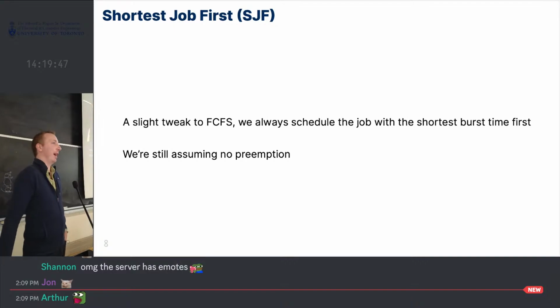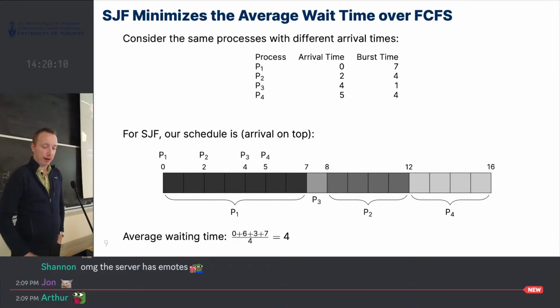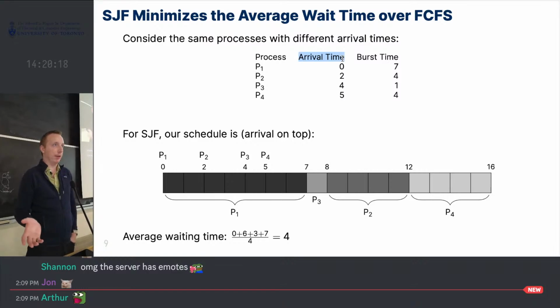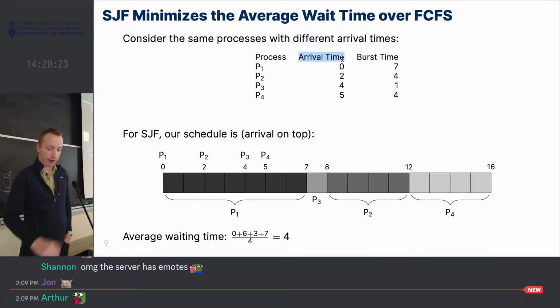So our first actual algorithm is something called shortest job first. It is a slight tweak to first come, first serve. And I say algorithm, but it's not much of an algorithm. All it does is pick the job with the shortest burst time first. Again, we are still assuming non-preemptible resources. Now I will change the arrival times slightly so that each process arrives at a slightly different time, just to make things more interesting. And then we'll use this example for the rest of the lecture.